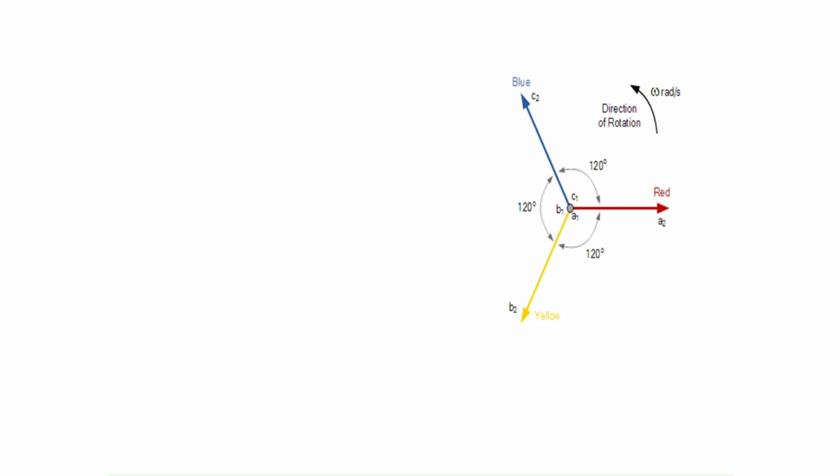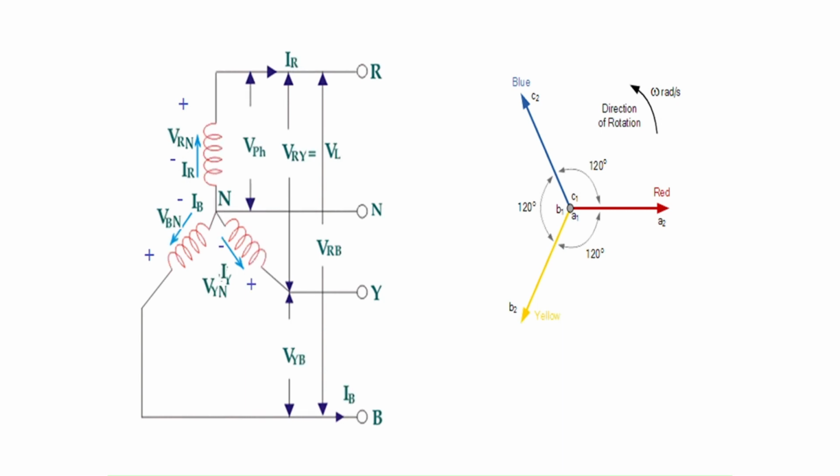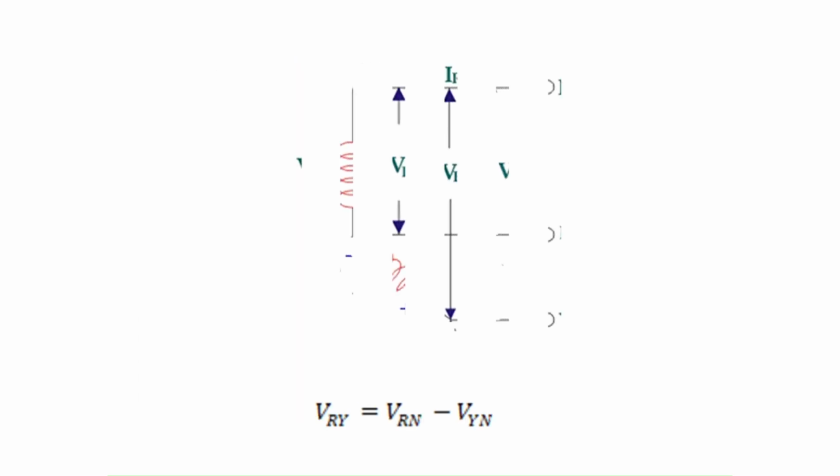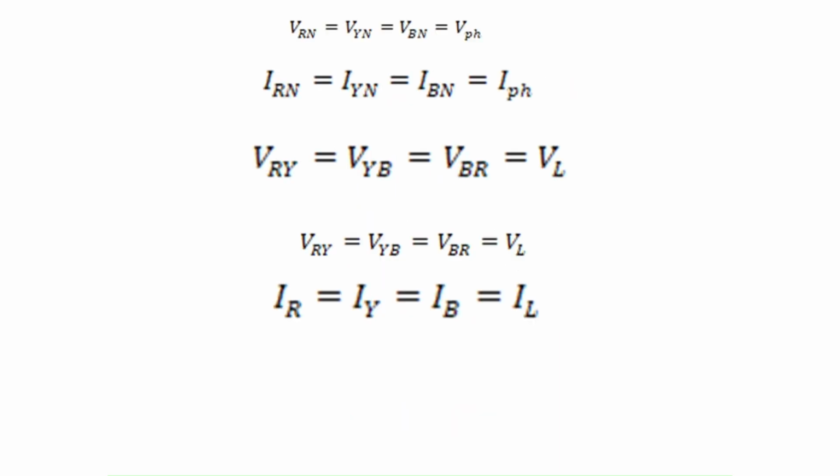By considering the two phases, R phase and Y phase, we can write Vry equals Vrn minus Vyn as shown in the figure. Since the phase voltages Vrn, Vyn and Vbn are displaced by 120 degrees but the magnitude is constant, Vrn equals Vyn equals Vbn equals V phase, and the phase currents Irn equals Iyn equals Ibn equals I phase.